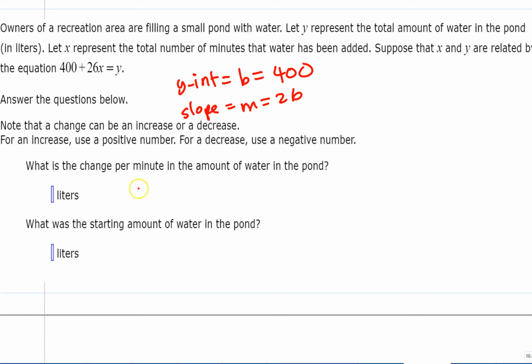Two questions. What is the change per minute in the amount of water in the pond? Which of those two numbers represent the change? I taught you slope well, right? Little Padawan, what is that? Star Wars reference, right? Little Padawan. There you go. Slope is change, 26 liters. That's our change, right? What's the starting amount? We got 400 liters in there at the beginning. Freaking gimme points, right? Stop and think about what they are and what they mean.